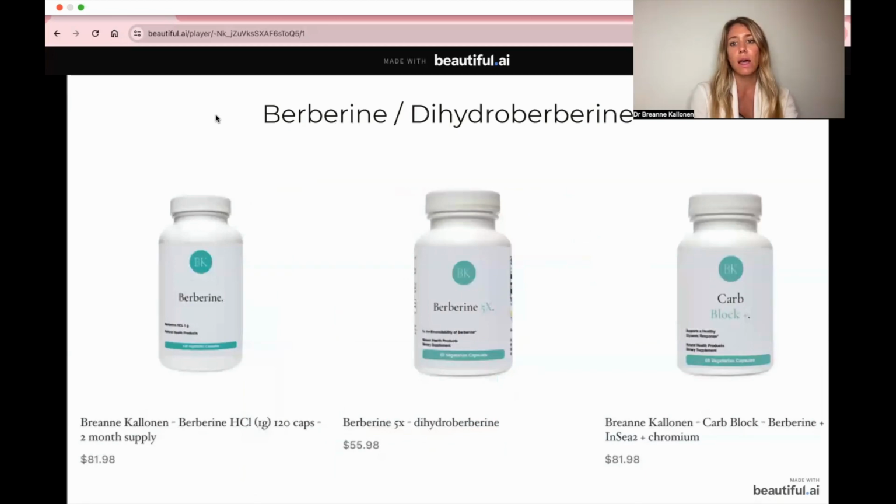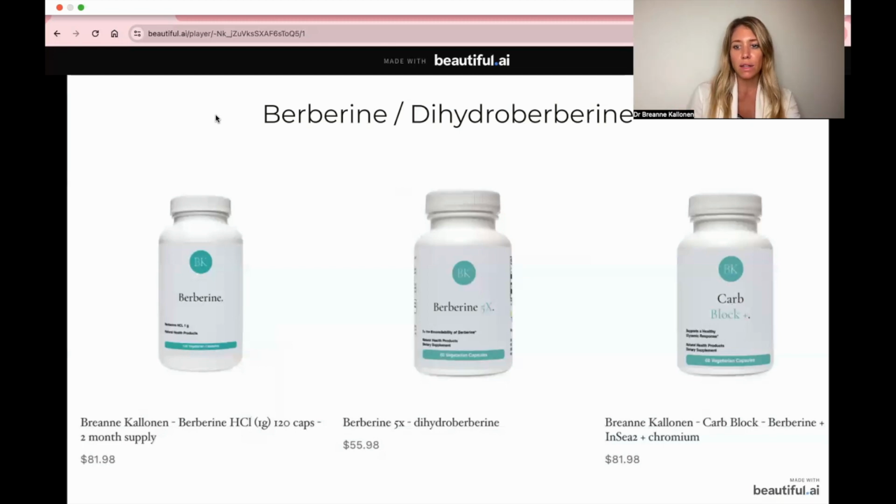There now exists a new form of berberine called dihydroberberine. Dihydroberberine is new, so we don't have as many studies specifically on it. Dihydroberberine is 5 times better absorbed, so you can take significantly less of it to get the same results. Because it is better absorbed, it's usually better tolerated on the GI system. It causes fewer concerns with gas, bloating, and diarrhea. Now, berberine does have some interactions with medications. It may not be safe for everybody, so you want to speak to your doctor prior to starting a new supplement.